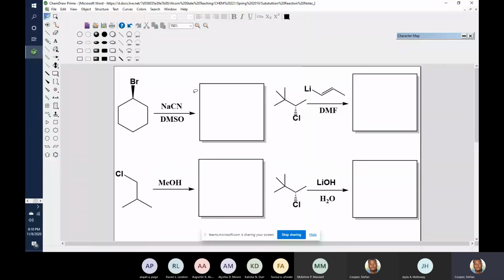Okay, the second thing here is I need to know which conditions favor SN2: strong nucleophiles, polar aprotic solvents, and any primary, secondary, or methyl alkyl halides are okay. No tertiary alkyl halides can do SN2. Keep that in mind. Okay?